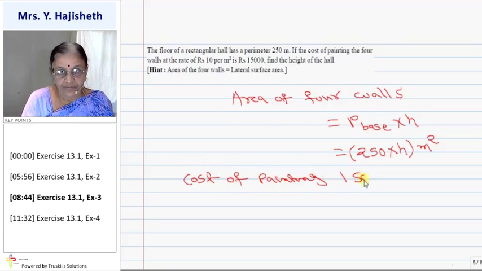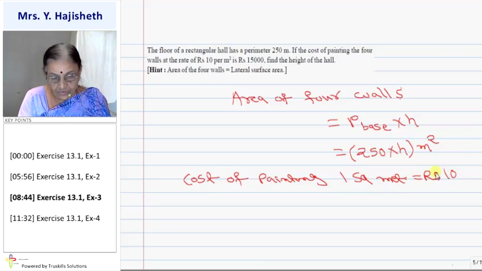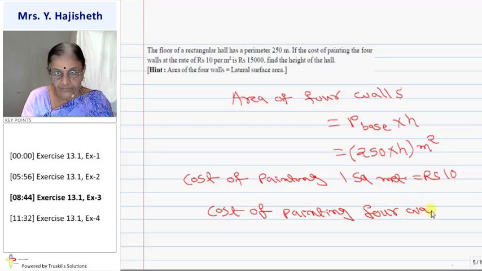One square meter. Cost of painting 1 square meter is rupees 10. So, cost of painting 4 walls is equal to 250 into H into 10. Clear?